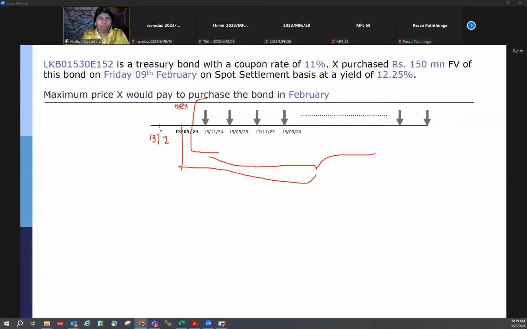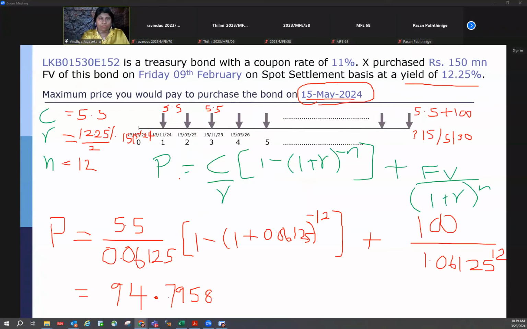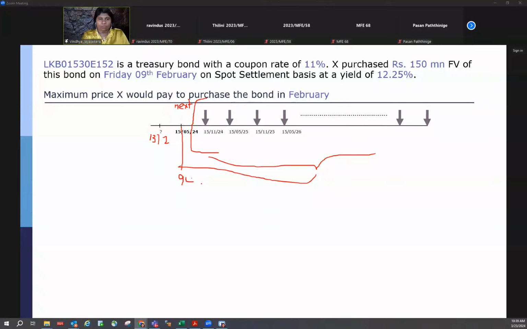15th of May is the next coupon date. On 15th of May, all of these cash flows are worth 94.7958. So, do you see that instead of all of these set of cash flows that I am getting in the future, I can replace that whole set of cash flows and say this set of cash flows are equivalent to one cash flow of 94.7958 happening on 15th of May.